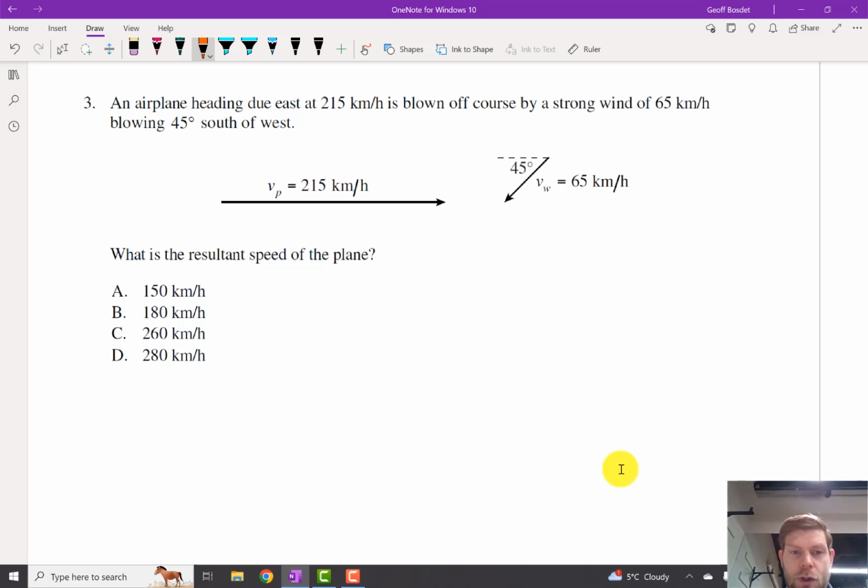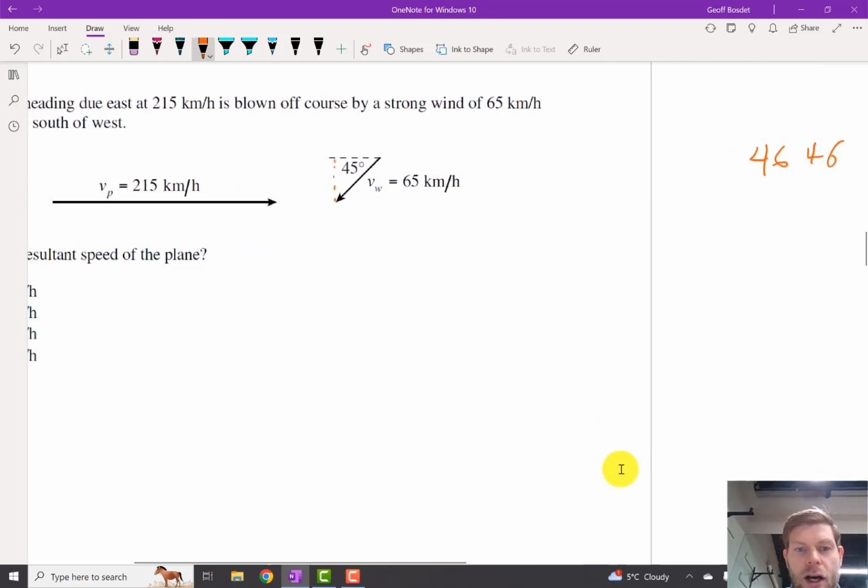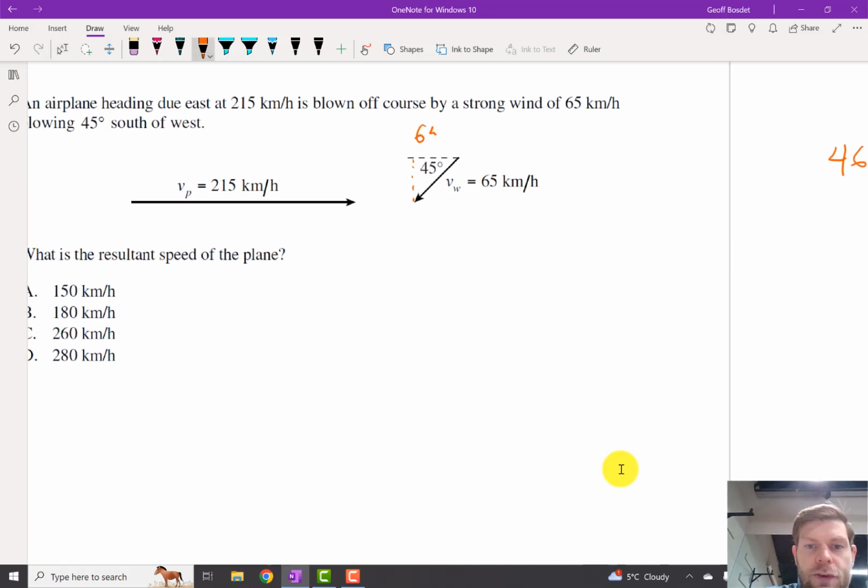Anyway, so the actual mechanics of how we do this is we can either do it with components or the cosine law. I'd probably recommend cosine law, but I'll do a little component example here quick just to do it. If we do 65 times cos 45, we are going to get 46. And if we do 65 times sine 45, we will also get 46. So we've got our southward and westward components of our wind.